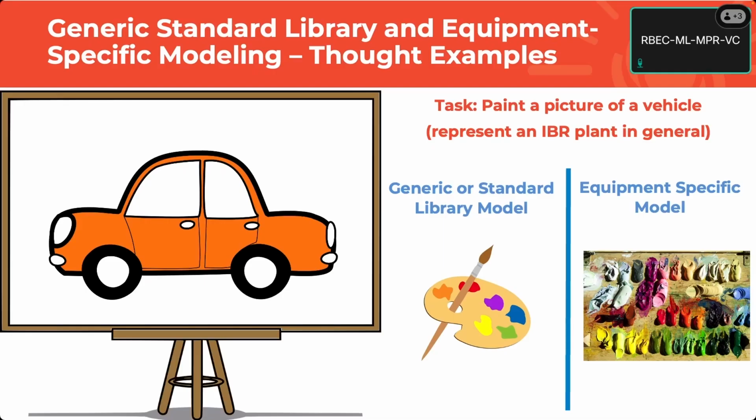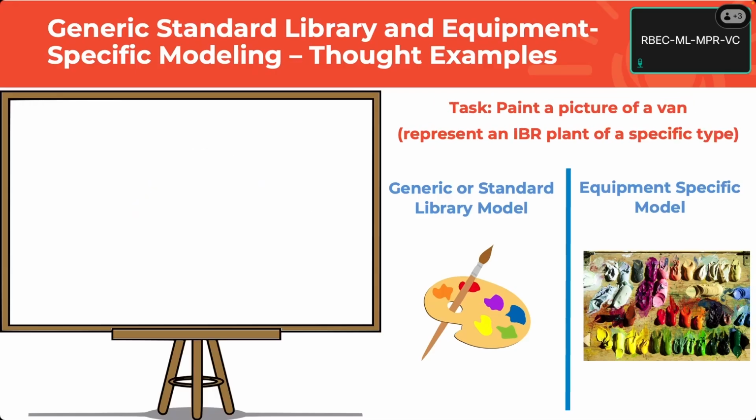So this feeds into the misconceptions about modeling, because if I'm thinking about just making an IBR, they're both pretty good. They both have their own use. So the second is a van, right? So it's not just a vehicle, it's a van. A little bit more detail, but this is basically represented an IBR plant of a specific type.